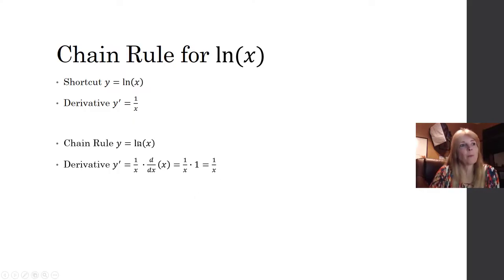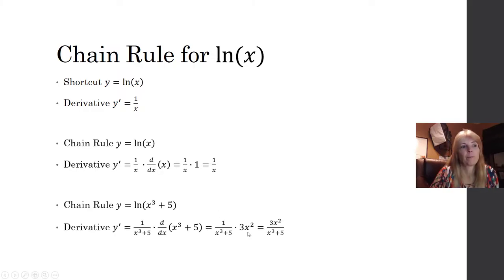And so if you always remember, the derivative of ln of x is 1 over x times the derivative of x. Ln of anything: 1 over the anything times the derivative of the anything. That's how I always say these.